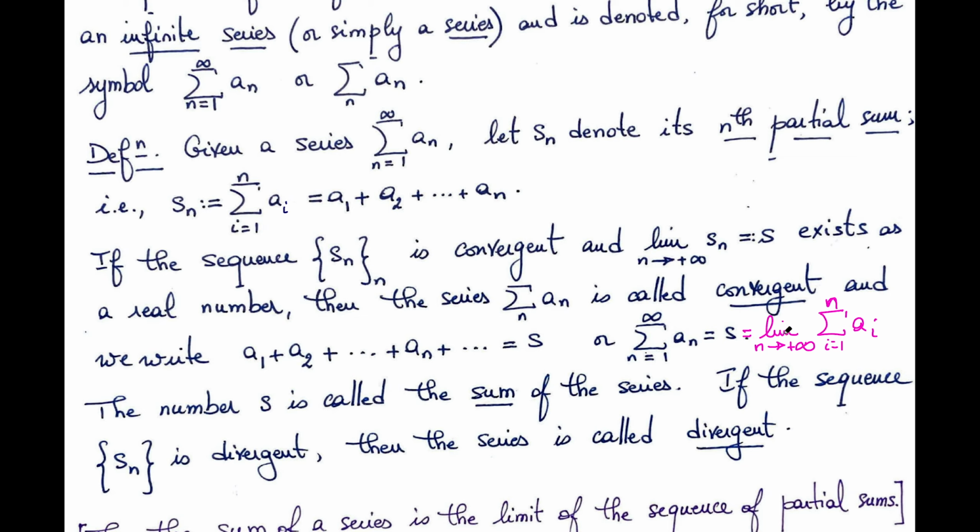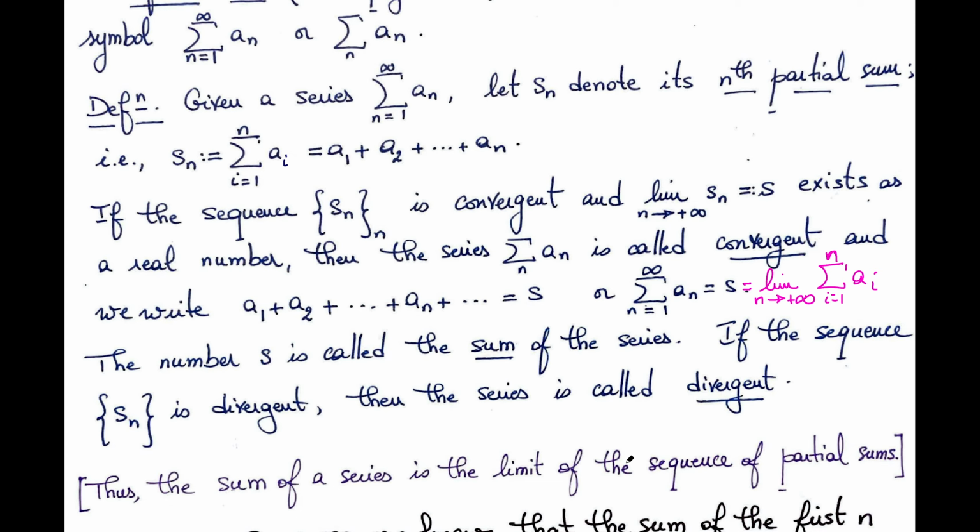So the series is the limit of the sequence of partial sums. I think I wrote it somewhere. Yeah, it's right there. So the sum of a series is the limit of the sequence of partial sums. This is exactly what we mean. The number S is called the sum of the series. And if the sequence Sn is divergent, then we say that the series is also divergent.